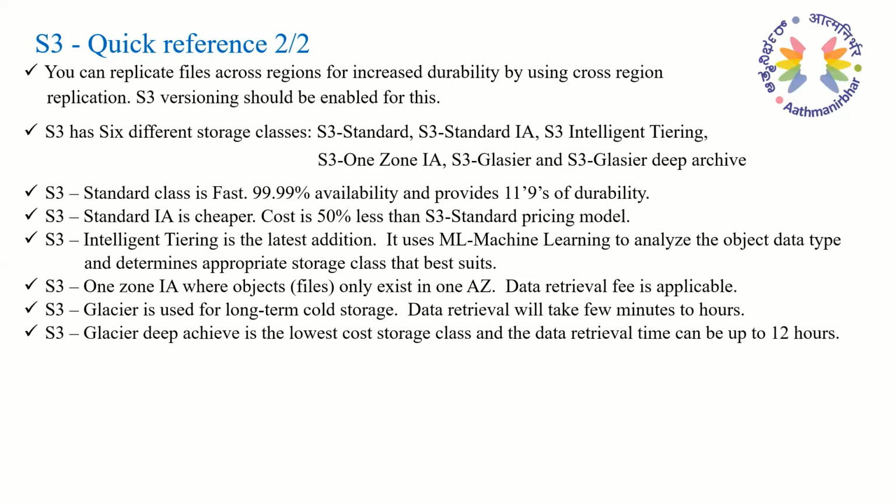S3 Glacier is used for long-term cold storage. Data retrieval will take a few minutes to a few hours. The last one is S3 Glacier Deep Archive. It is the lowest cost storage class, and the data retrieval time can range anywhere up to 12 hours. With this, we'll be concluding the S3 quick reference. We'll move on to the next topic.